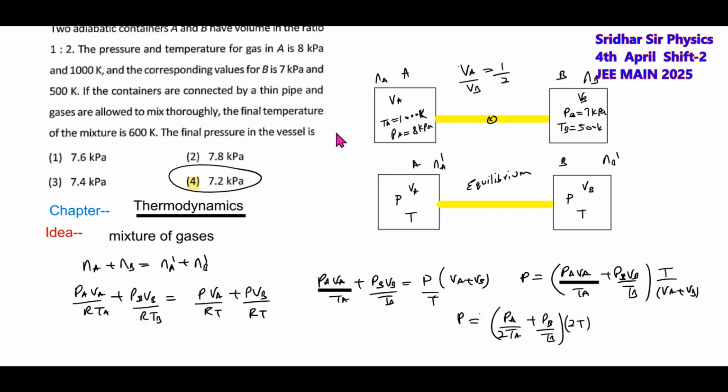Okay, then this is about the adiabatic cylinder, which means there will be exchange of heat between the gases in both the chambers only.